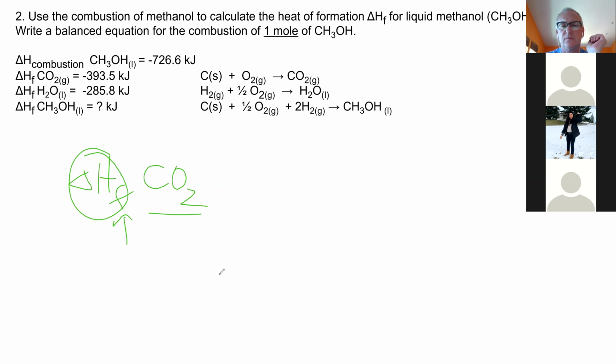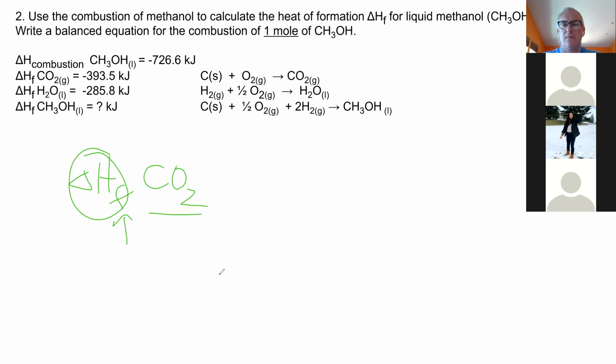CH3OH. From moles. Well, everything forms from moles. But when you're dealing with a heat of formation, a formation reaction, it means you're forming it from something specific. What specific things are you forming CO2 from? Carbon solid plus oxygen gas.